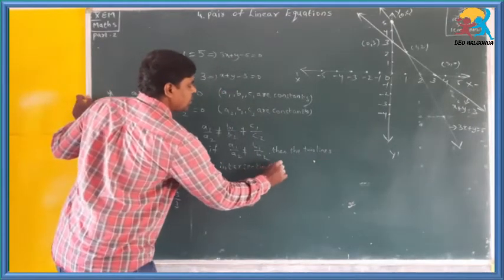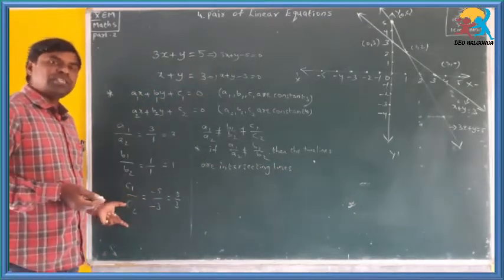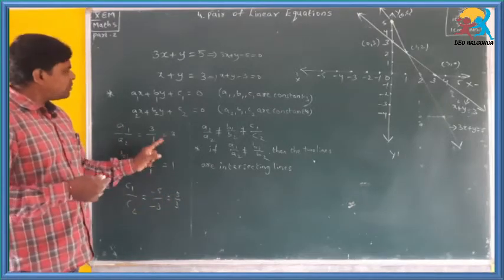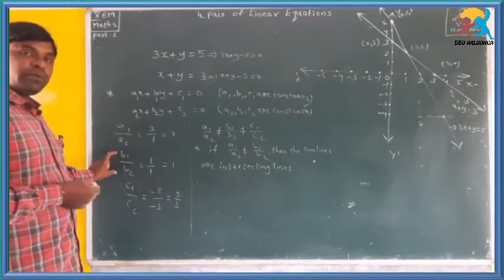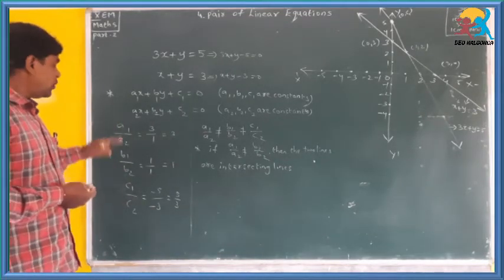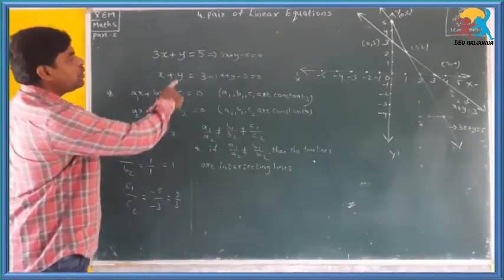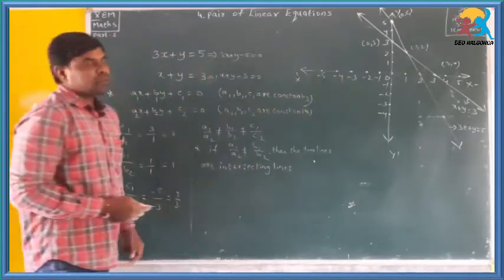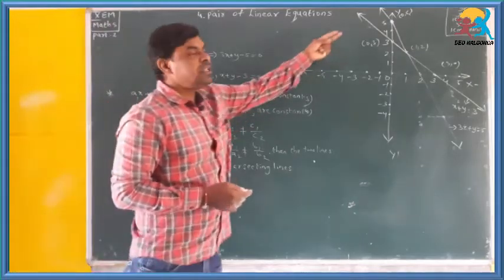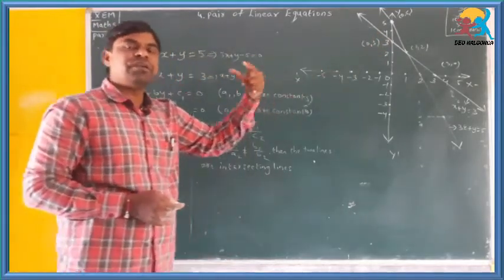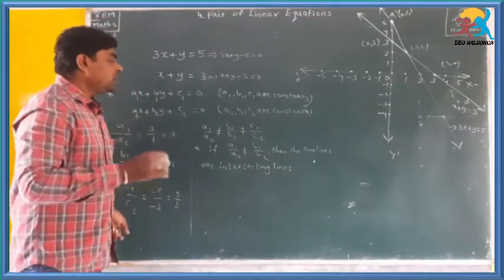Just observe the figure. Here there is no need to find the ratio of C1 and C2, because it may be equal to A1 by A2 or B1 by B2, no problem. But when the ratios A1 by A2 and B1 by B2 are both equal, then only do we have to find the ratio of C1 and C2. So, we can apply this to that graph. Yes, A1 by A2 is not equal to B1 by B2, that is why the two lines are intersecting. If two lines are intersecting, we get the intersecting point.